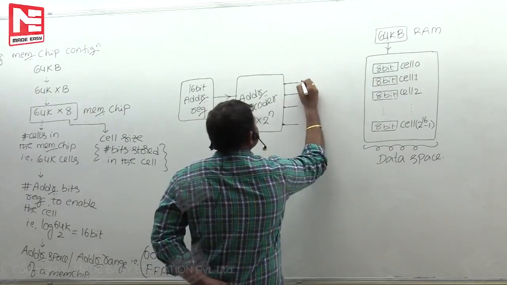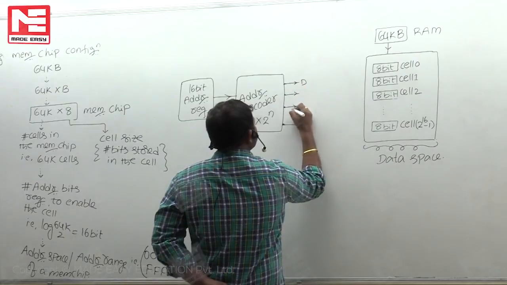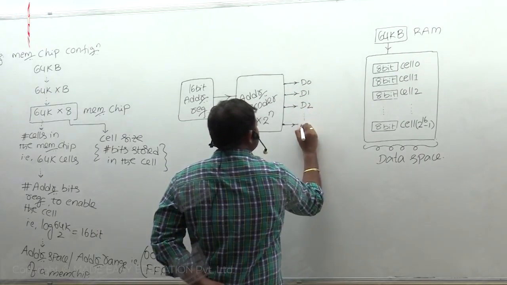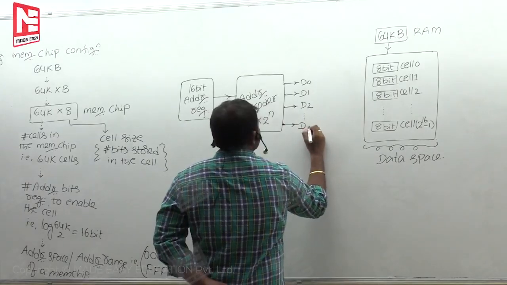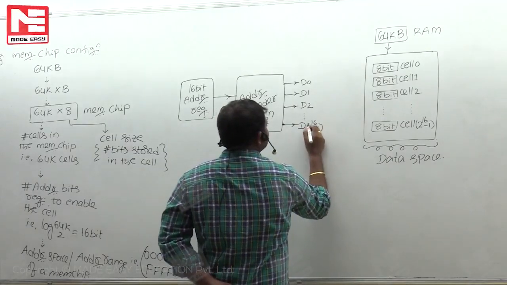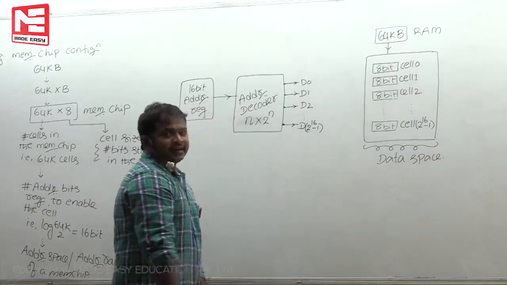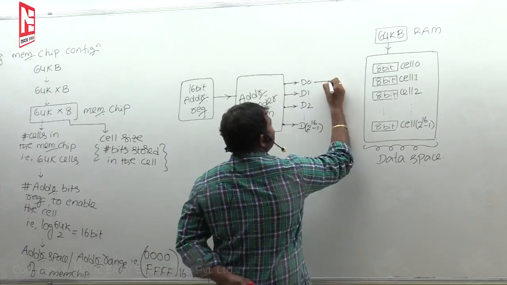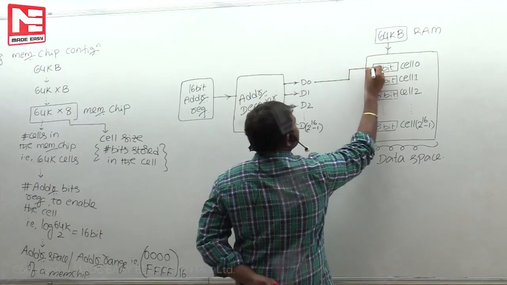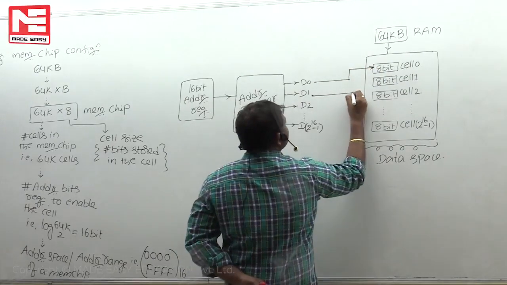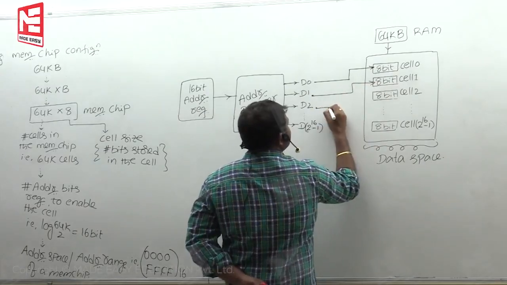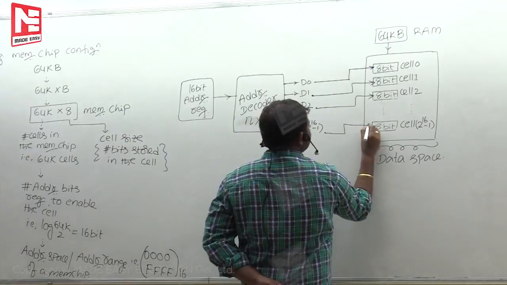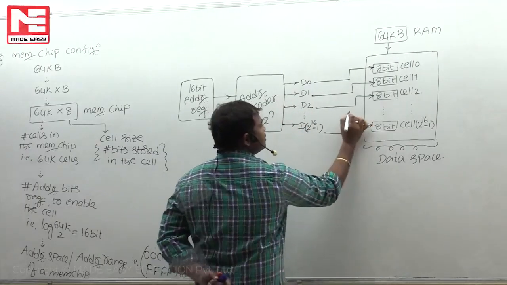Okay. So this is D0, next D1, next D2 and so on, up to D 2 power 16 minus 1. Like this, decoding signals are generated based on the 16-bit binary code. Later, D0 will be connected to cell 0. D1 is connected to cell 1. D2 is connected to cell 2. And D 2 power 16 minus 1 is connected to the respective cell.